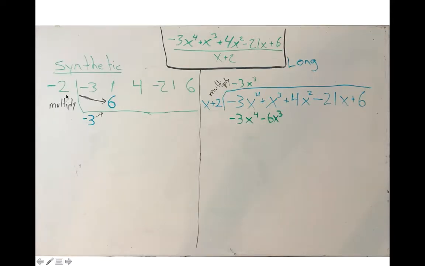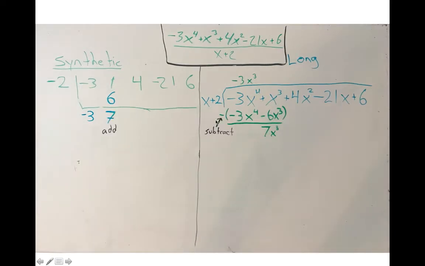So then from here, for synthetic, we multiply the negative 2 by the negative 3, and we get 6. Here we multiply this term, negative 3x cubed, times our x plus 2. And notice our first term should match up. And then we have our next term here. And then for this part, we subtract. We're finding the difference that's left over.